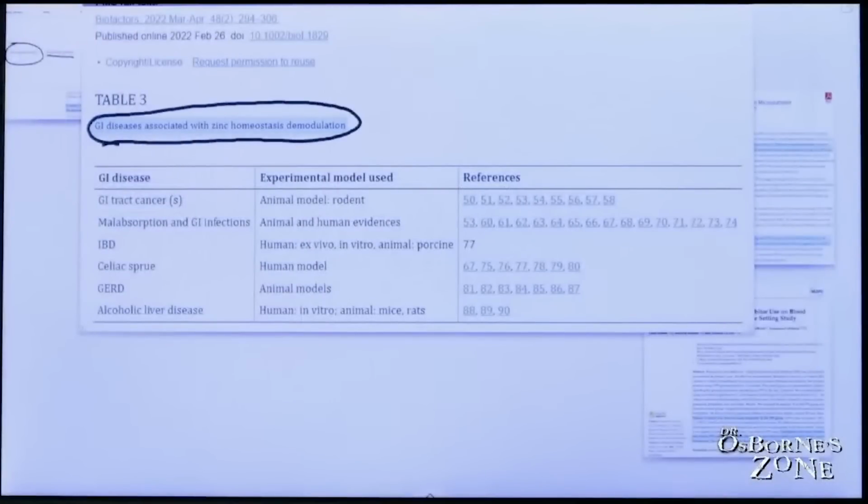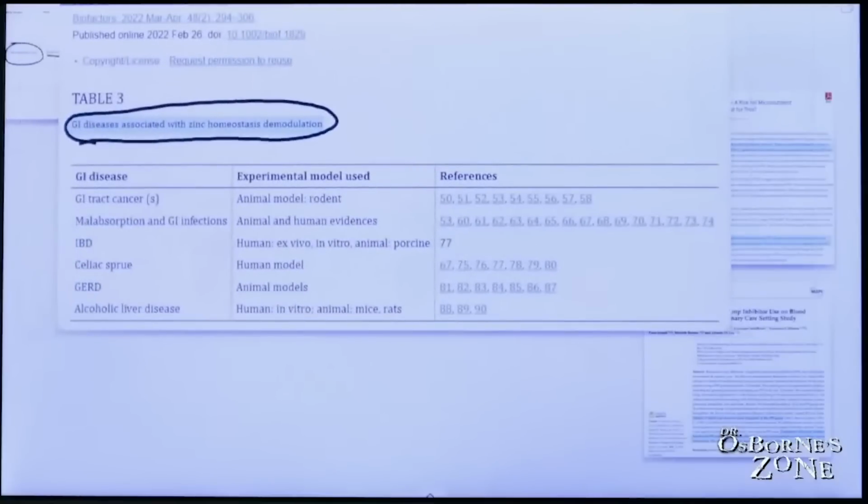Why are we talking about GI disease? Because all of these drugs that we're talking about today are GI drugs. For the most part, they're common drugs used to treat GI disorders. And these very drugs that are treating these GI disorders are known to cause a depletion of zinc. This is the consequence of a reduction of zinc on the GI tract, right? So GI tract cancers in animal and rodent models are caused by zinc deficiency. Malabsorption and GI infections, both in animals and in human studies.